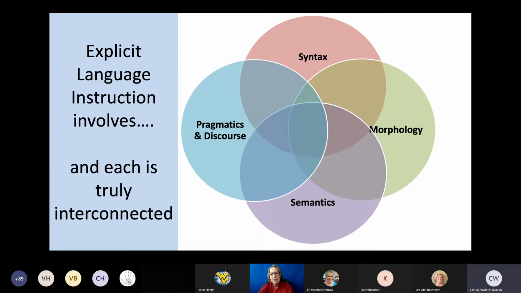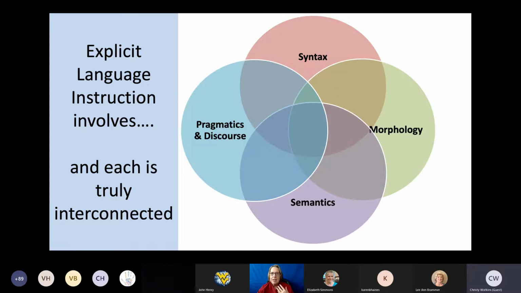Explicit language instruction involves making sure with our kids with AAC needs, we're working on pragmatic discourse, of course, the reasons that we communicate, as well as the vocabulary, the semantics, the words, and then putting those words together, syntax, and then putting those little endings on words, morphology. And truly each one of those things are deeply interconnected.